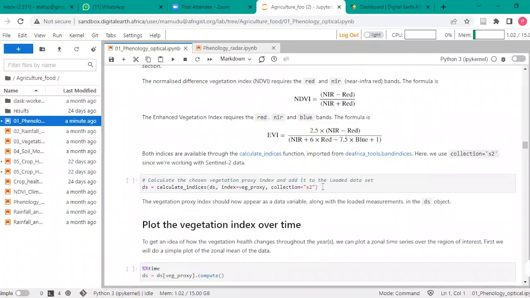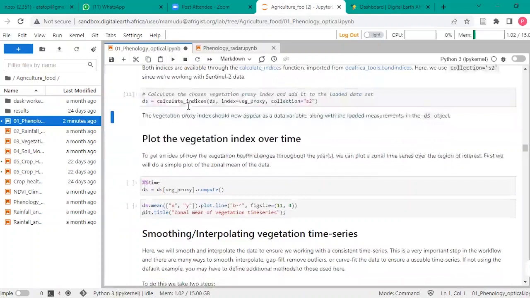So this line of code, first of all, allows us to define our indices based on the vegetation property we have stated in previous cells. So we'll just select this and run it. Right. So we have defined our indices. Now we want to calculate the vegetation proxy, which is the NDVI, for all the Sentinel-2 images we have between 2017 and 2020. So we are going to run this.